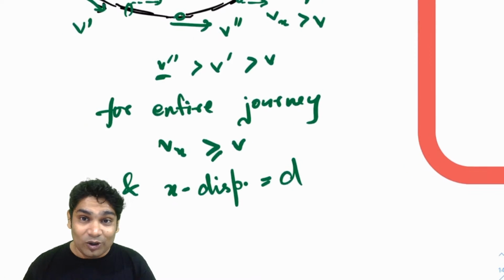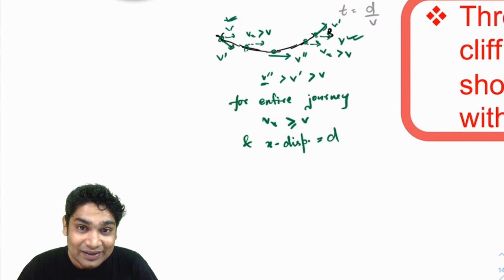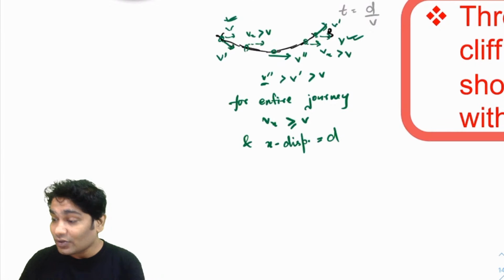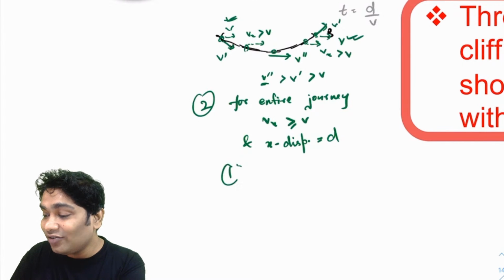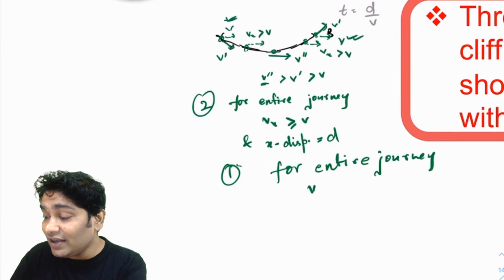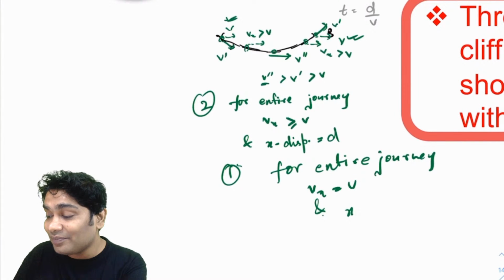Right, I hope you guys followed this. So you realize in both the conditions, the x displacements are the same. But in the first condition, Vx is always equal to V. So this is the second. For the entire journey, Vx is equal to V and x displacement is the same. So now you realize which one is reaching first.